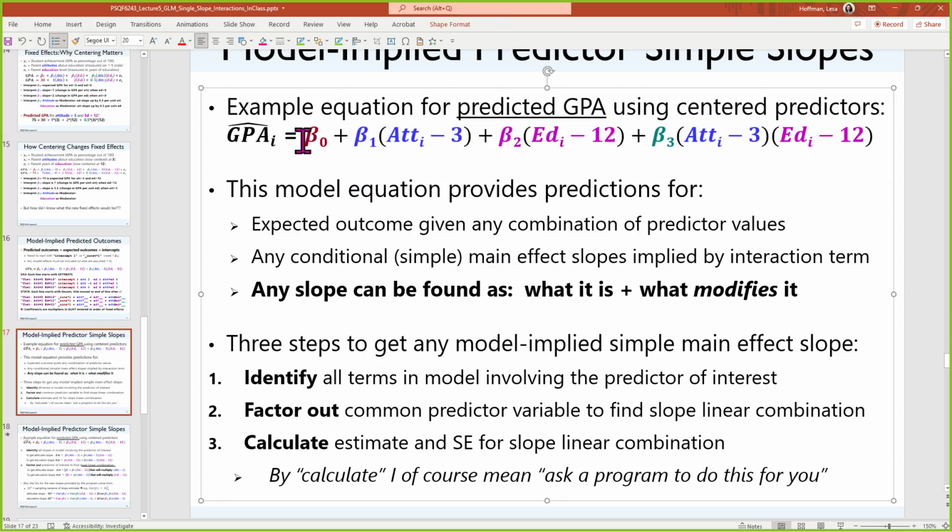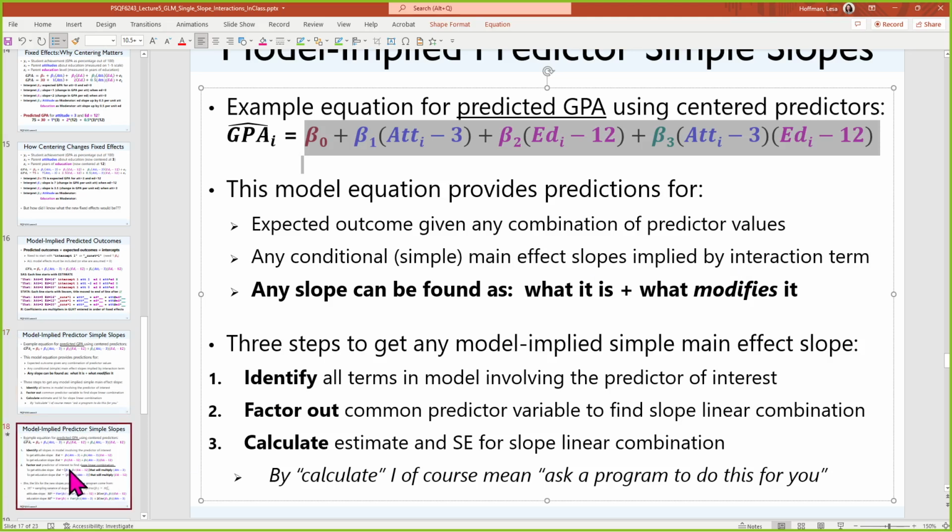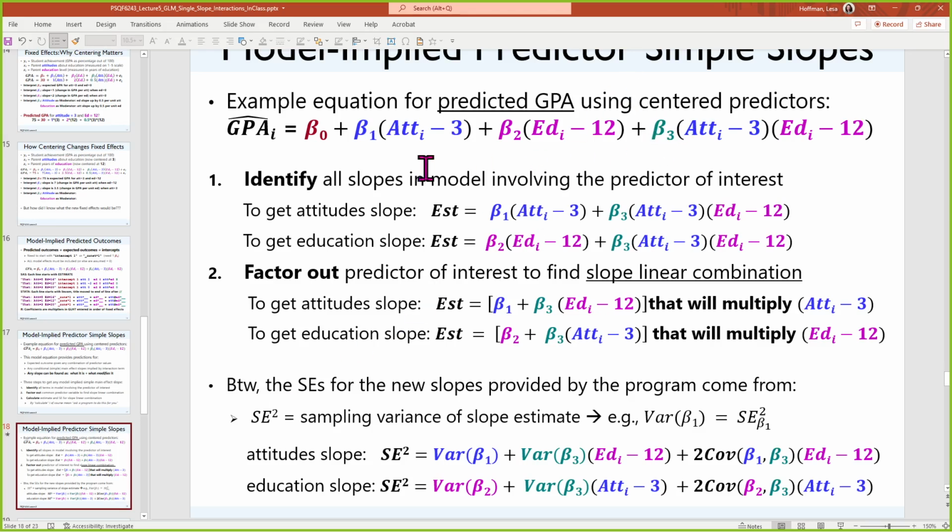Step 1, go into the equation and find all of the terms that have the slope you're interested in. Step 2, factor out that common slope. And step 3, you have the ingredients for what's left. So let me show you what I mean by that.